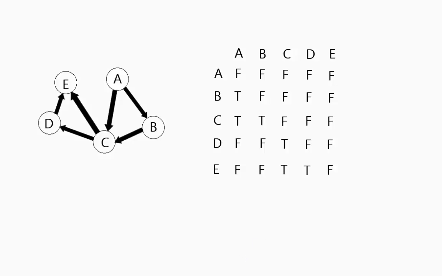Now if we consider this, which is a bidirectional graph, so both A is connected to B and B is connected to A by default, then basically it does the mirror of this table across the diagonal. So this is now true, this is true, so on.